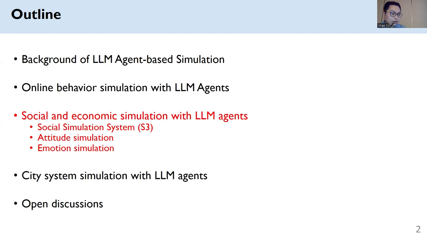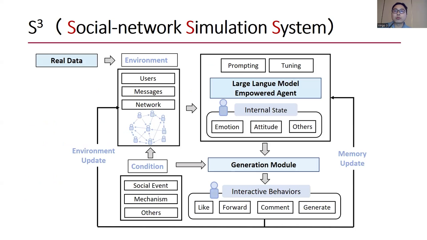Okay. I will introduce this part through three aspects. The first is the social simulation system named S3, and our other two works about attitude simulation and emotion simulation in the system. Okay, this is an overall framework of our recently released S3 system from last year. It uses real world social network data to build such a simulation environment. And then we build the same social network structure as in the real world data and use LLM empowered agents to simulate each individual. For the simulation, we focus on internal states, including emotion, attitude, and other states.